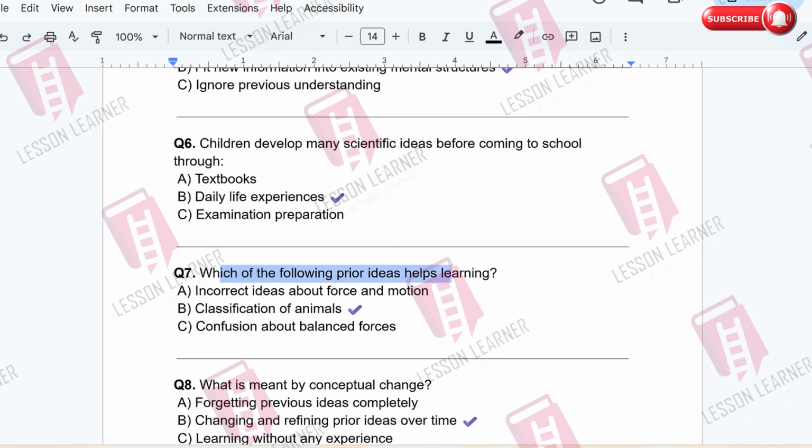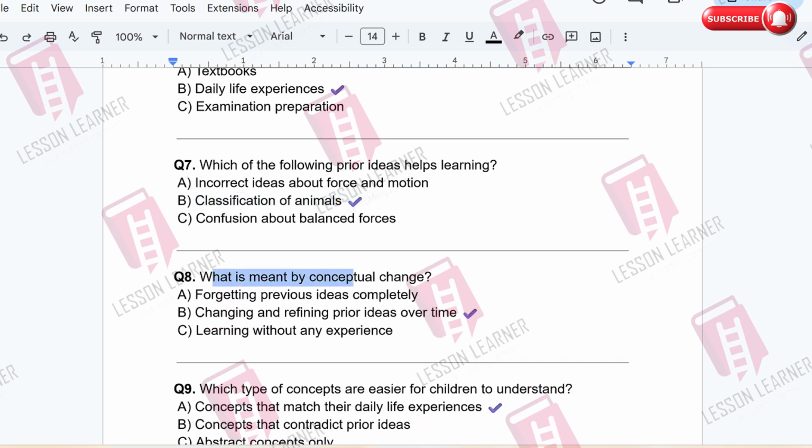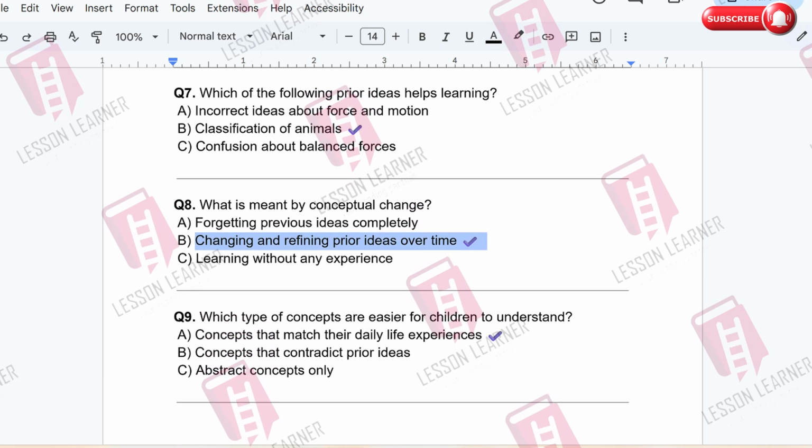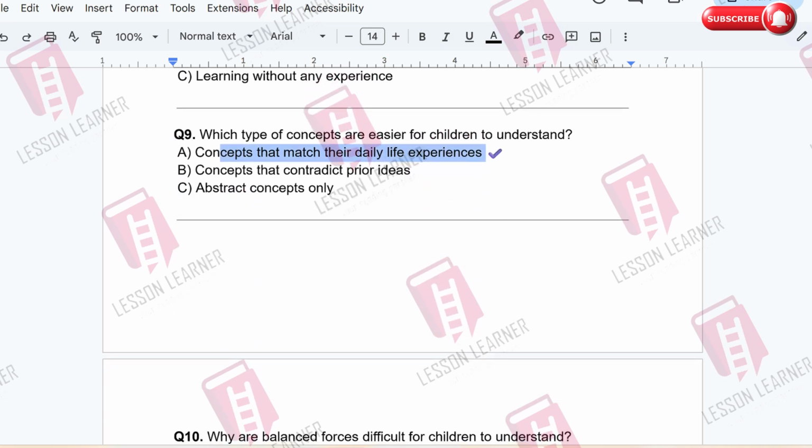Which of the following prior ideas helps learning? It's classification of animals. What is meant by conceptual change? Changing and refining prior ideas over time. Which type of concepts are easier for children to understand? Concepts that match their daily life experiences.